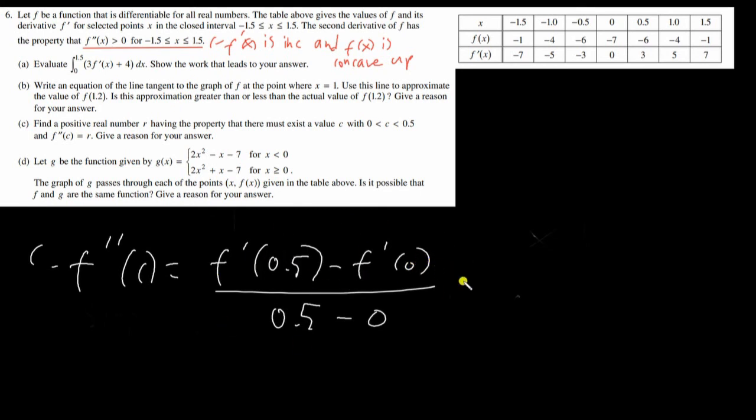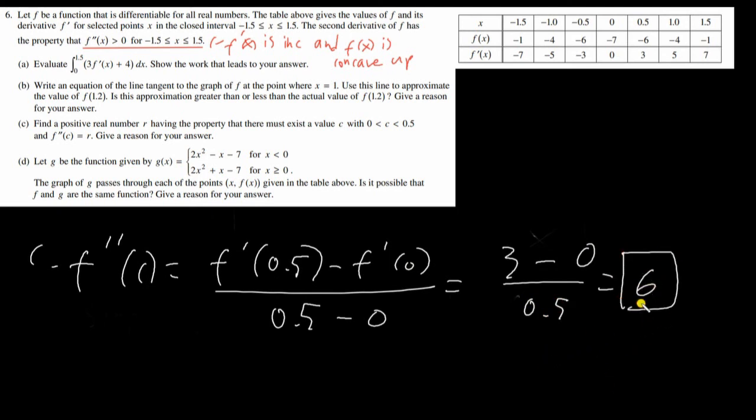So what is this equal to? Well, we're going to look up on our table. F prime of 0.5 is 3, minus f prime of 0, which is 0, over 0.5, which is equal to 6. So that's f double prime of c. And then remember, they said f double prime of c is equal to r, and we want to find that number r, right? We said f double prime of c equals some number r, which is 6. So therefore r equals 6.